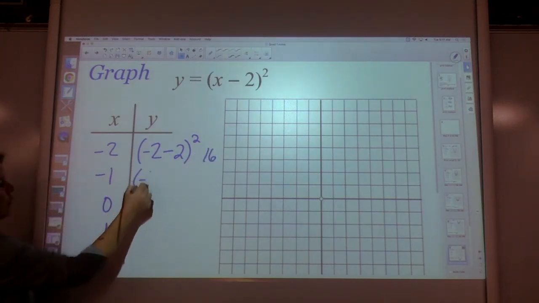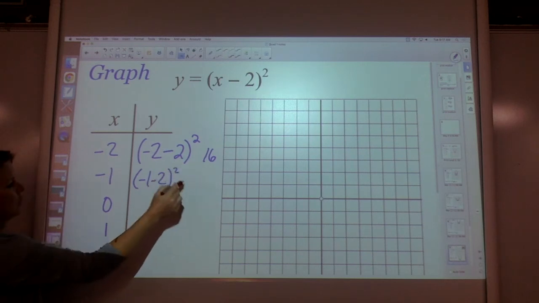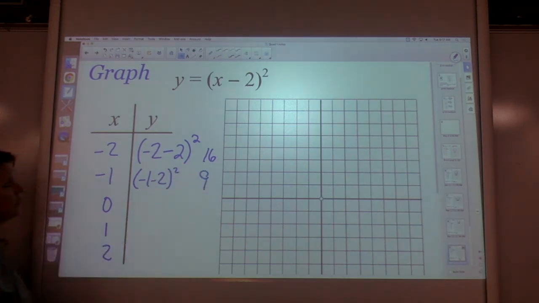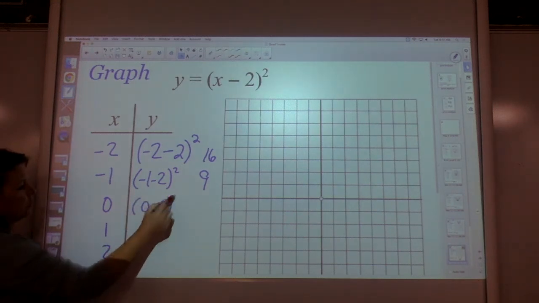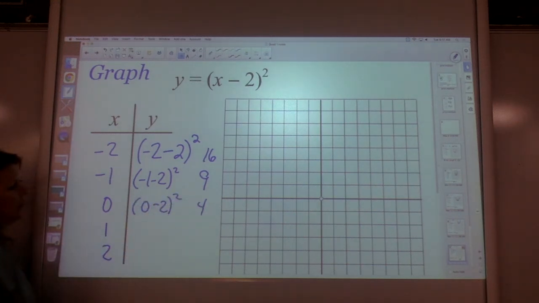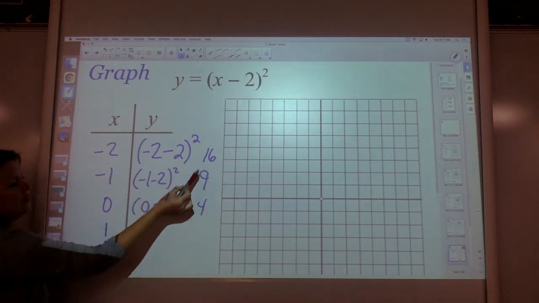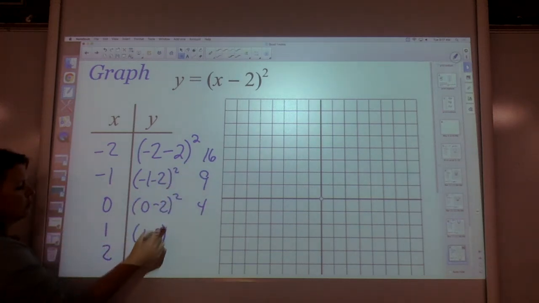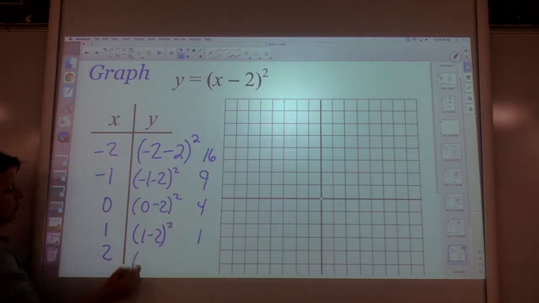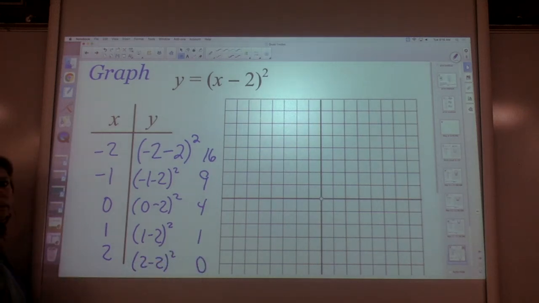Then negative 1 subtract 2 squared is 9. 0 subtract 2 squared is 4. And you might be tempted to just go, oh, 16, 9, 4, 9, 16. But 1 minus 2 squared is 1. 2 minus 2 squared is 0. We have a problem. Let's start graphing this and see what happens.